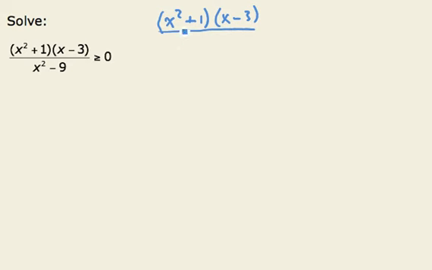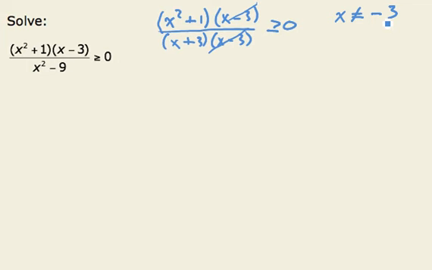X squared minus 9, we know factors x plus 3 times x minus 3. So this is the problem we're left with. I notice right away that the x minus 3's will cancel. But when I do that, I have to make a note, either mental or actually write it down, that x cannot be negative 3. Because if x were negative 3, the bottom would be 0, and we can't allow that. So x is not negative 3.